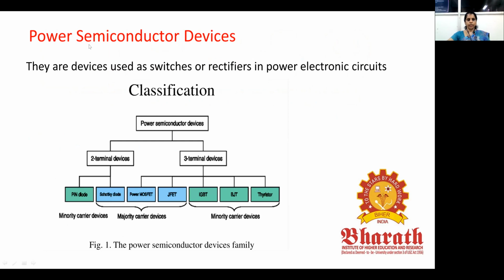Before going into these power semiconductor devices, let me tell you what is power electronics. Power electronics is a subject that concerns the application of electronic principles into situations that are rated at power levels rather than signal levels. It can also be defined as a subject that deals with apparatus and equipment working on the principle of electronics but rated at power level rather than the signal level.